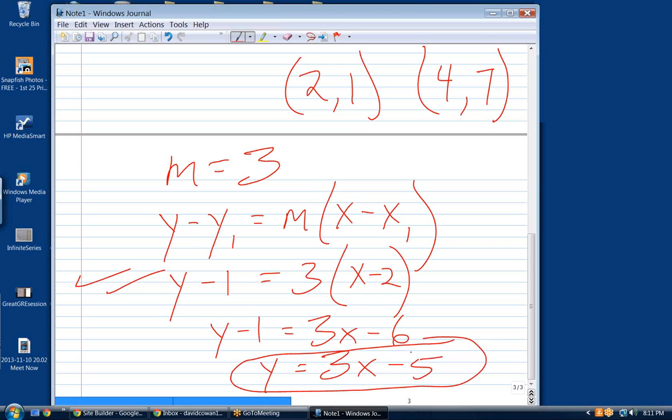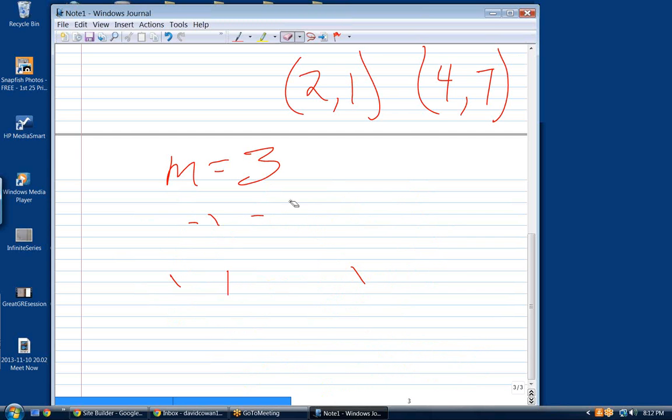And we could have gotten it using mx plus b format, but it's a little tougher. It depends on what the final format you want it in is. But no matter what the final format, you can use point slope and then convert it to that, just like we did there.